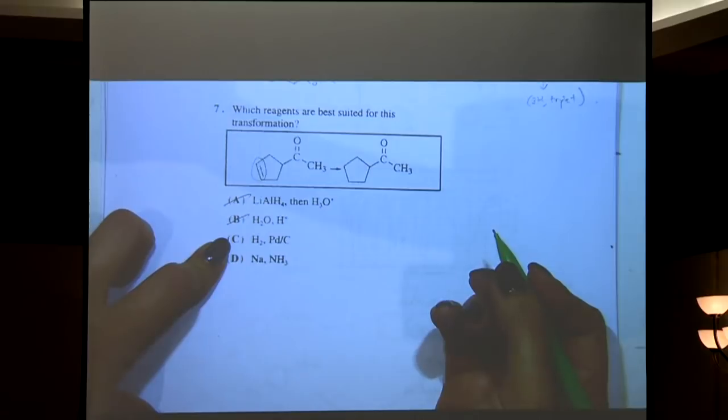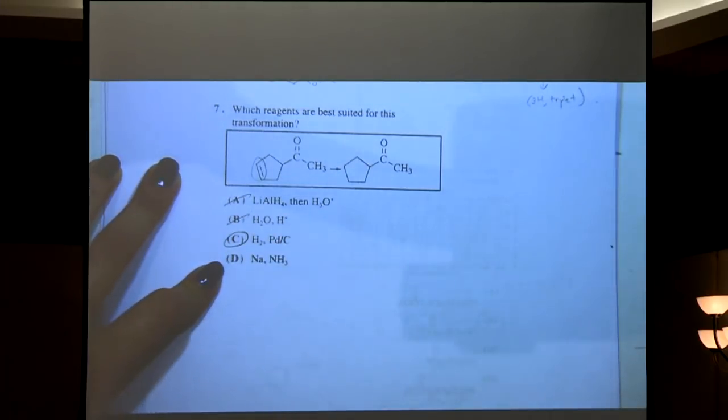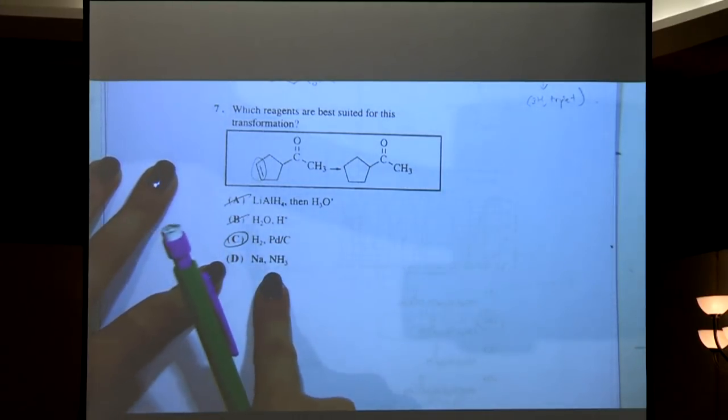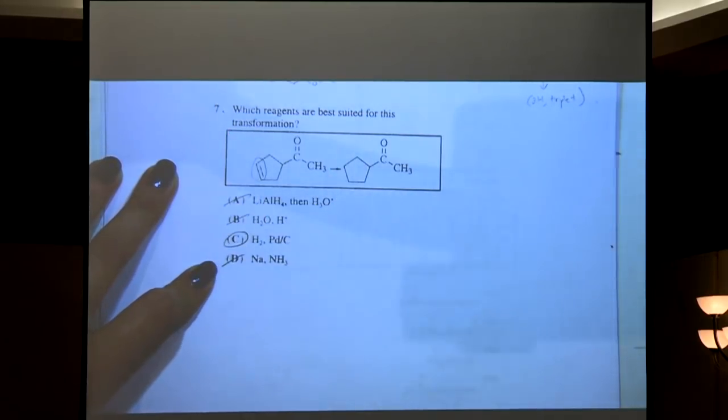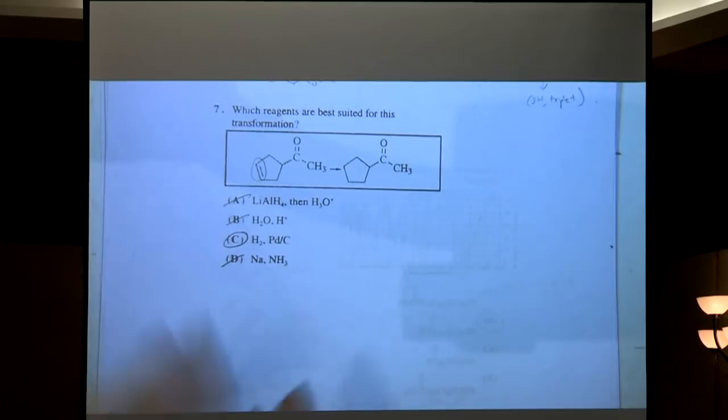H2/Pd-C is usually selective for alkenes, so that should be the answer. NaNH2, as far as I know, is actually selective for ketones, which is not what we want to reduce, so that's why it's wrong. Any questions? All right. We're almost done.